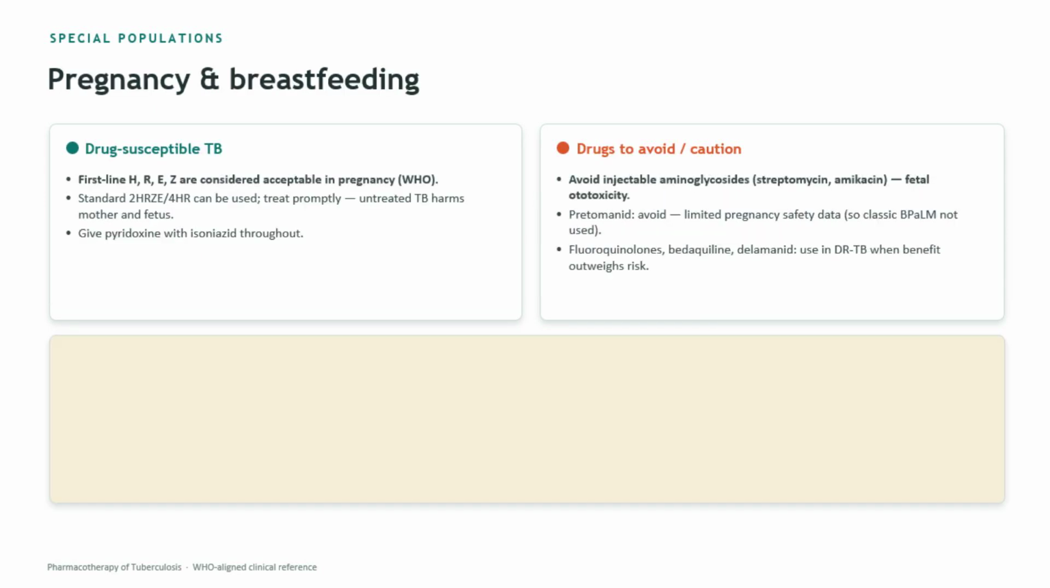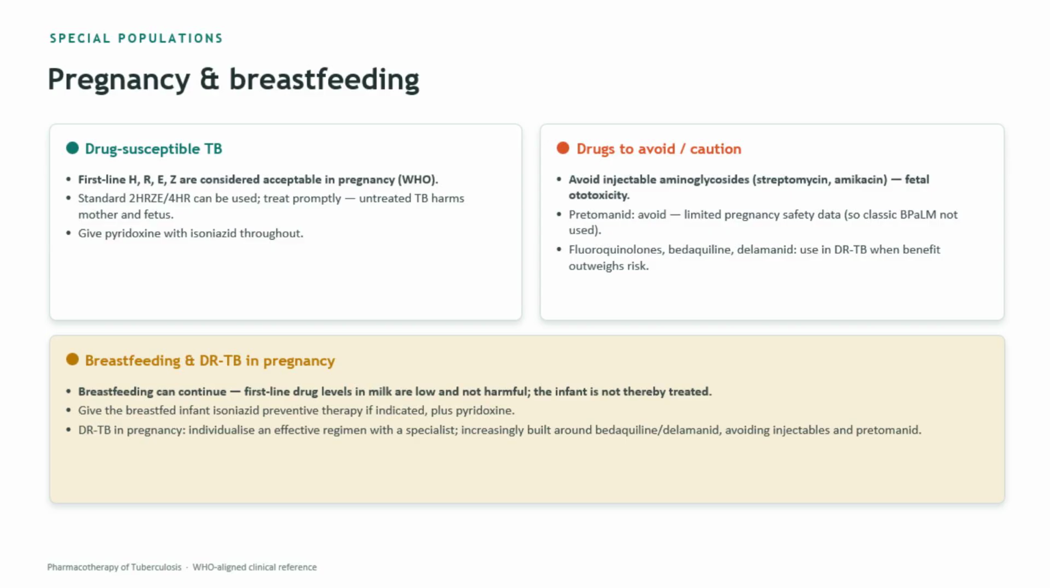Pregnancy and breastfeeding, and the reassuring headline is treat TB, don't delay. The first-line drugs H, R, E and Z are considered acceptable in pregnancy by WHO. So the standard regimen can be used. Untreated TB is far more dangerous to mother and baby. And give pyridoxine with isoniazid throughout.